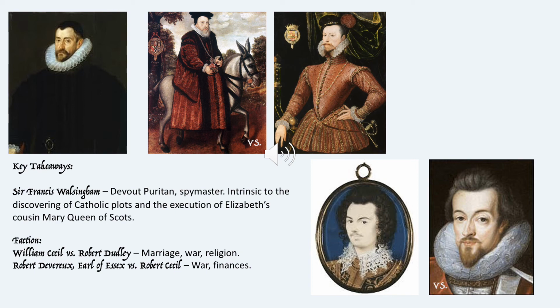In terms of faction, there are two that we need to understand. So firstly, there was the faction surrounding William Cecil and Robert Dudley. William Cecil had a group of courtiers around him who wanted to push Elizabeth to marry certain men, who wanted to make sure that Elizabeth did not go to war, and wanted to make sure that Elizabeth's religion was middle way. Not too extremely Puritan, not too weakly Protestant.